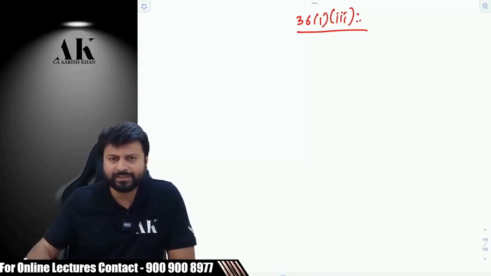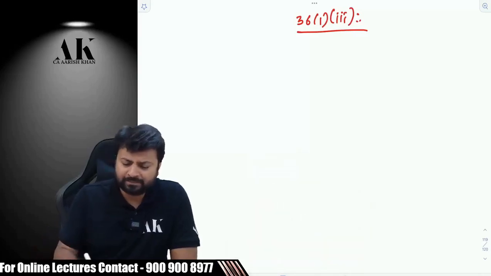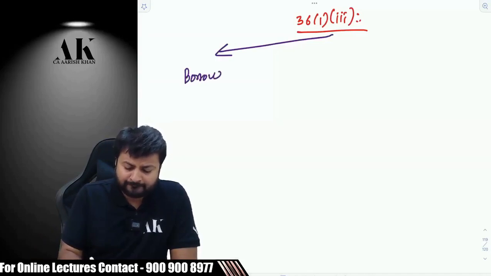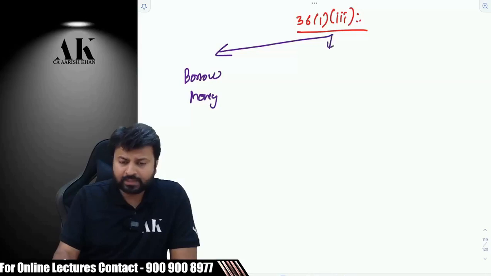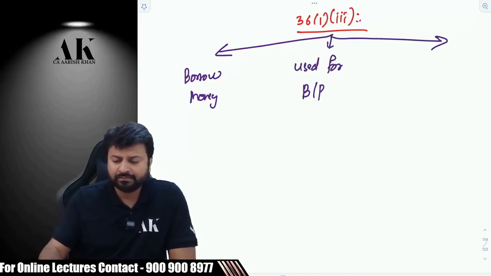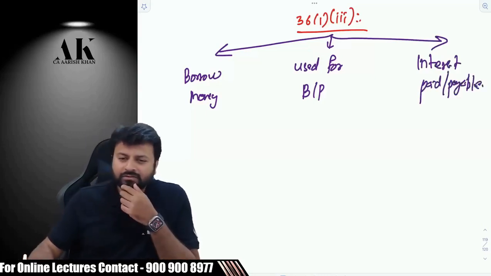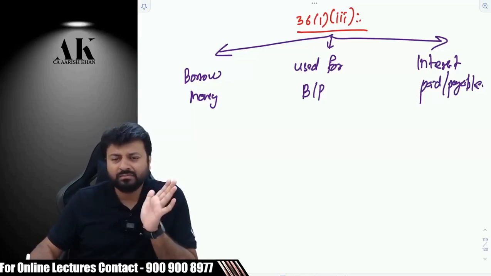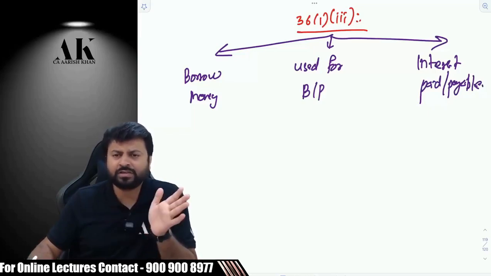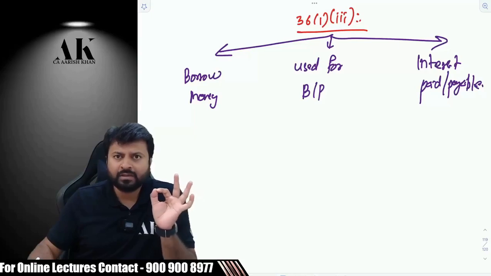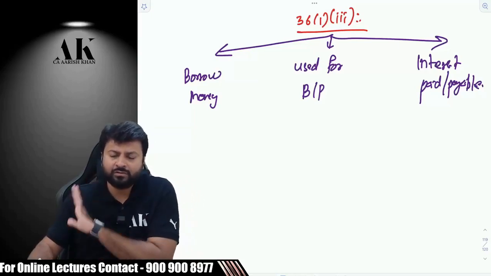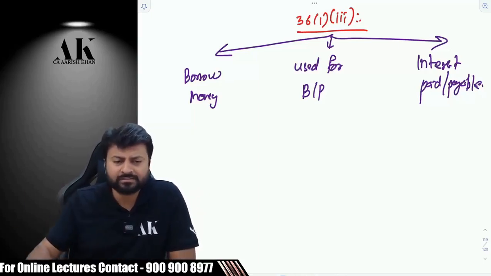So what is the condition for 36.1.3, sir? What is the condition for claiming deduction? It's very simple. You have to borrow capital, that is, borrow money. After borrowing the money, you have to use it for business or profession. And then on that borrowed capital, interest is paid or payable. So the law is very simple. There is no complication in it. It is not technical enough. It is a very straightforward section. Interest on borrowed capital used for business and profession shall be allowed as deduction. Full stop. It is just a single sentence. That's it. But this sentence has great litigation in practical life.